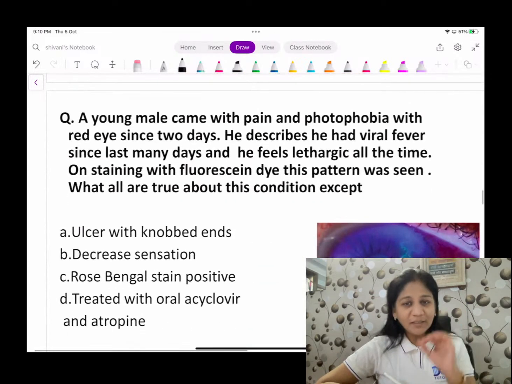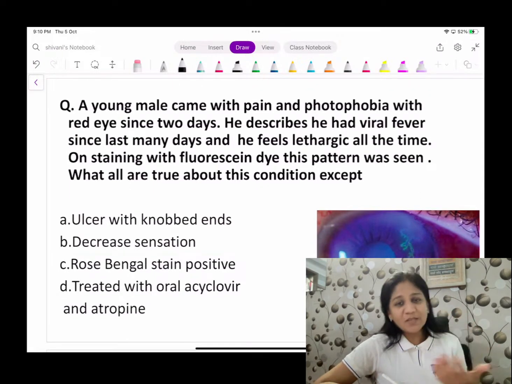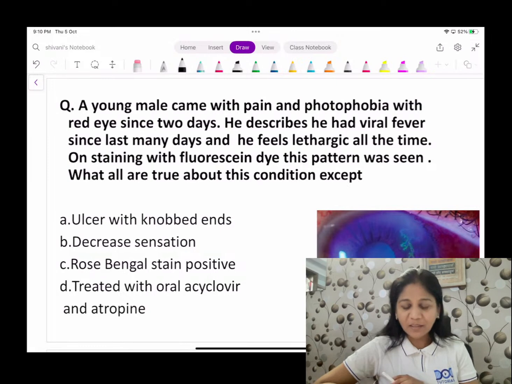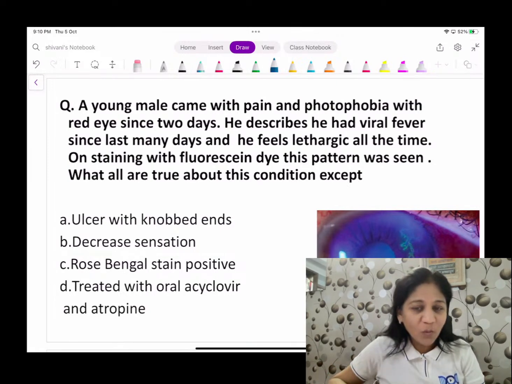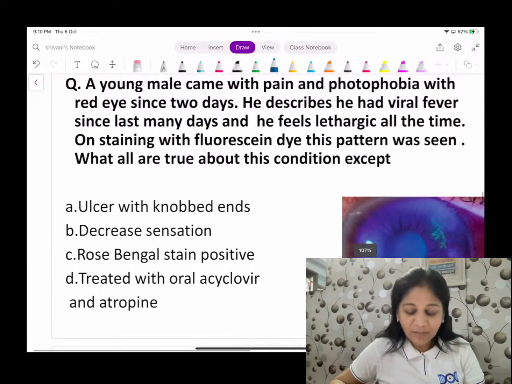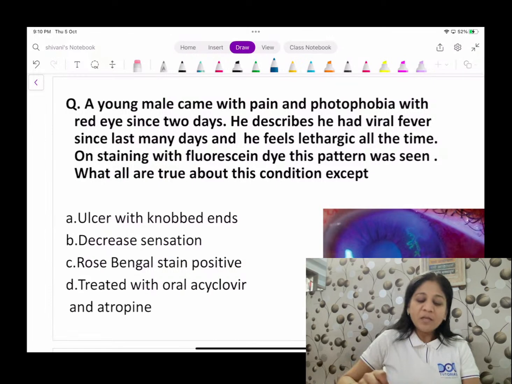Now, another question which has been there in the NEET PG exam, which has been there many times in FMGE. So what is it? Let us talk about it. It's a simple picture question. I just look at this and I can tell you that this is herpetic ulcer. Yes, but we don't have something like this in the options. Let us try to solve the question. So there's a young man who comes with pain and photophobia.